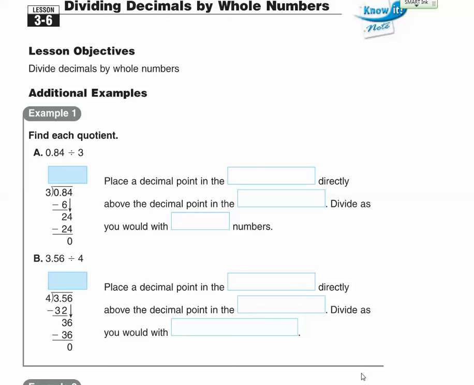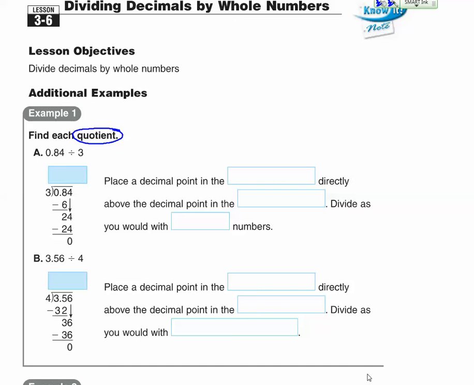So let's take a look at example 1. The directions say to find each quotient, okay? Circle the word quotient. And remember, the word quotient means find the answer to a division problem. So quotient should ring a bell in your head. It means to divide. So we have here, A says 84 hundredths divided by 3.